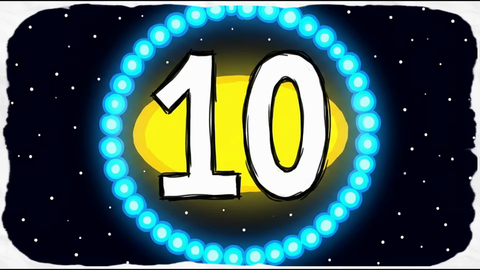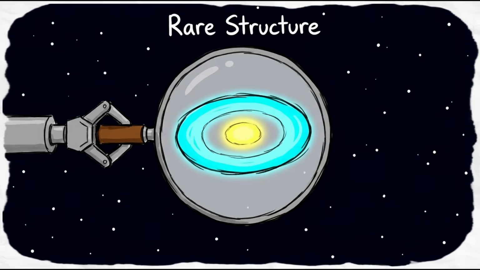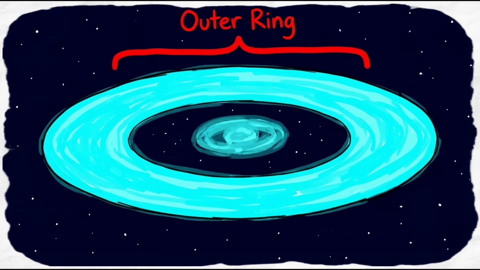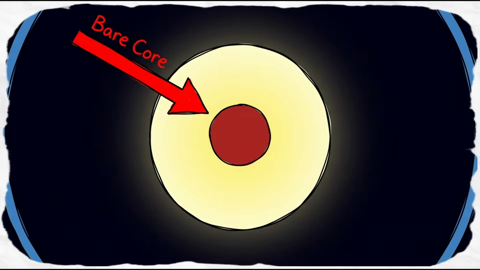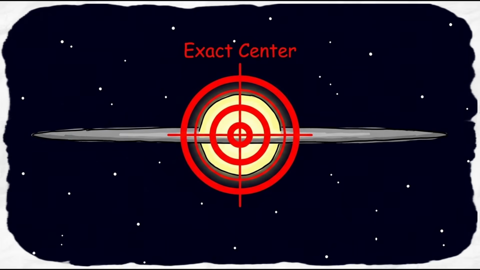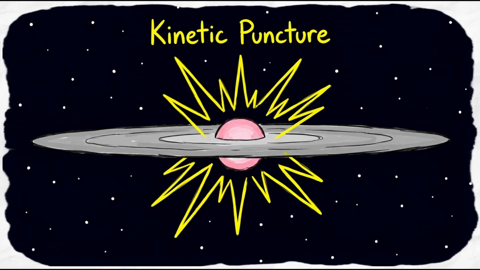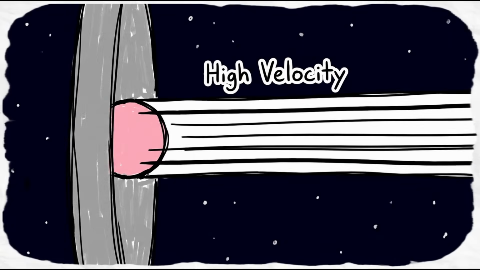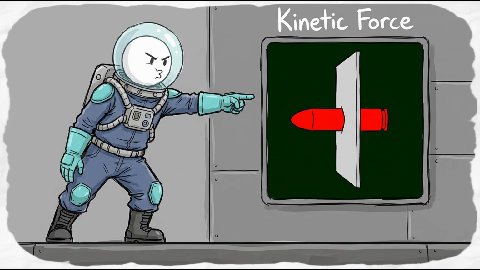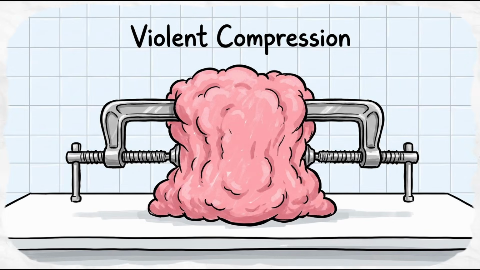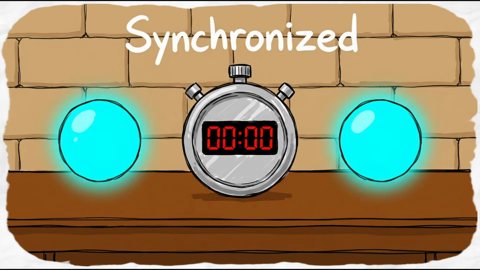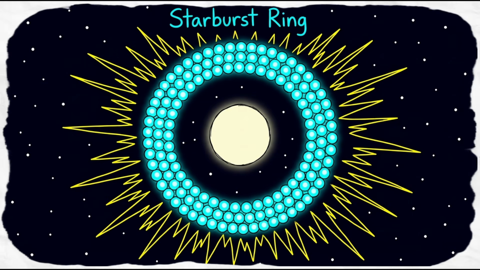10. Ring Galaxies. Ring galaxies are exceptionally rare structures featuring a luminous outer ring of massive blue stars surrounding an older, bare central core. They form when a smaller galaxy travels directly through the exact physical center of a larger disk galaxy at high velocity. This kinetic puncture generates a massive gravitational shockwave that propagates outward, violently compressing interstellar gas and triggering a synchronized ring-shaped starburst event.